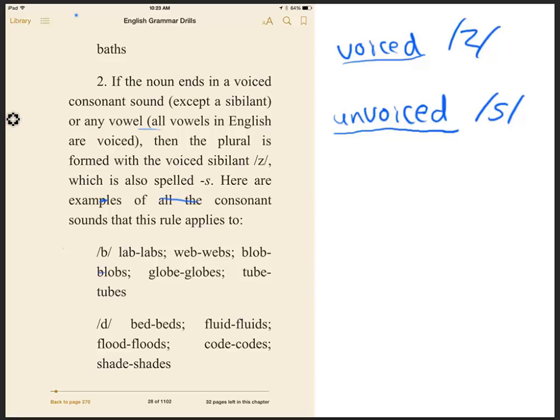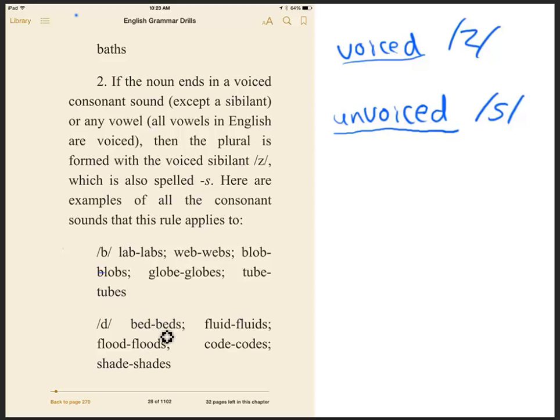Okay, now we're going to get into words that end in a voiced consonant. When a word ends in a voiced consonant, it's pronounced with a Z at the end, even though it's spelled with an S. So here's some examples. The B sound, lab. You can hear the voice at the end, right? Lab. And so you would say labs. Okay, globe, globes. Now I'm emphasizing these and exaggerating the sound, but it's a voiced consonant at the end.